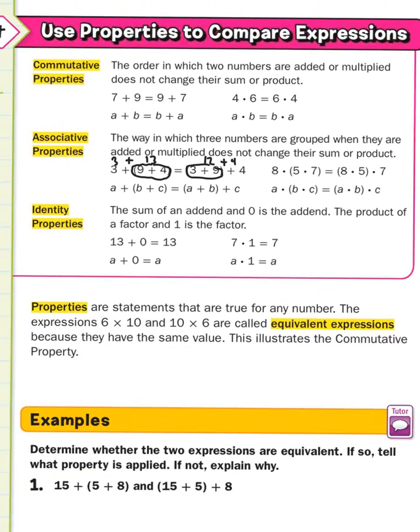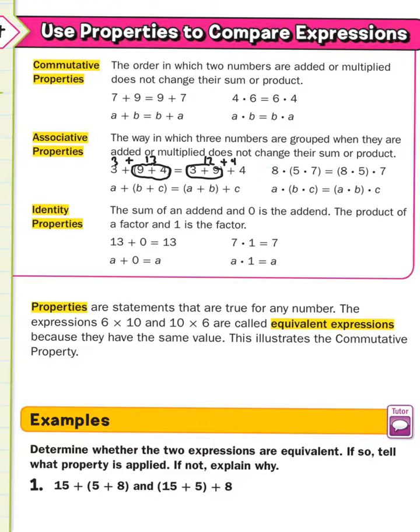And finally, we have the identity property. Now the identity property just says that any number plus 0 keeps its identity. 13 plus 0 is 13. In multiplication, any number times 1 keeps its identity. 7 times 1 is 7.